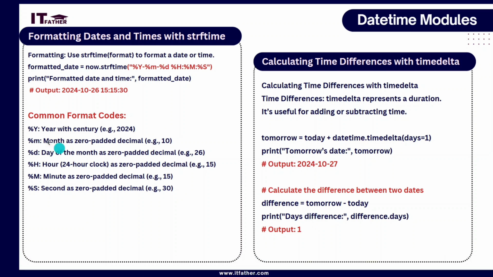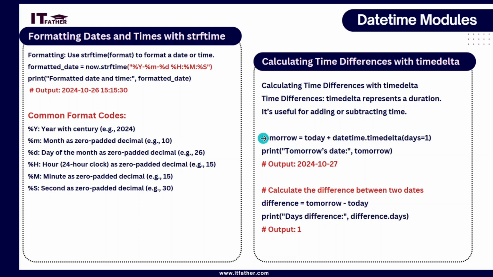Now the format codes which we have: Y for the year, M for the month, D for the day, H for hour, M for minutes, and S for second. Now if you want to calculate the difference between two dates and times, how to calculate? We have a function for that, that is timedelta. Timedelta represents a duration, so it is used for adding or subtracting time.